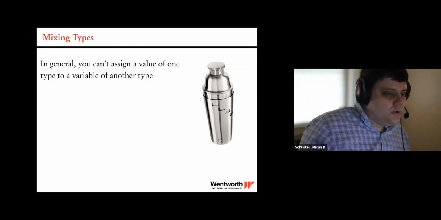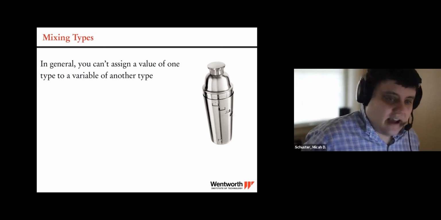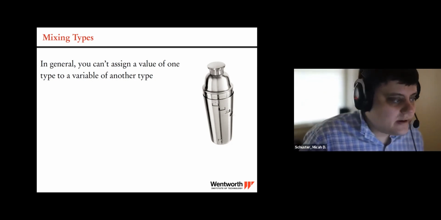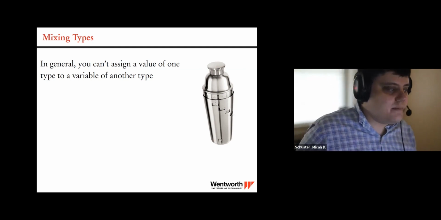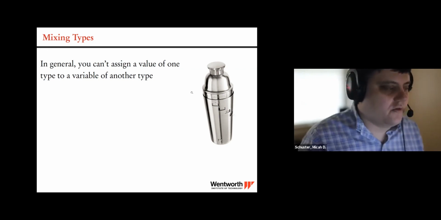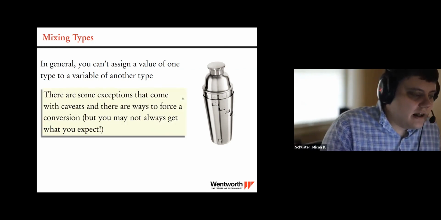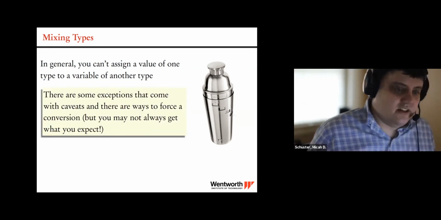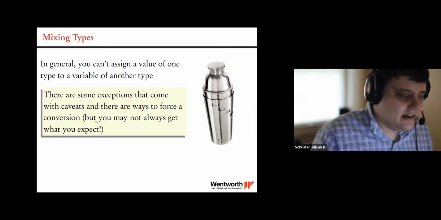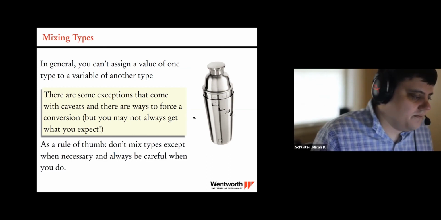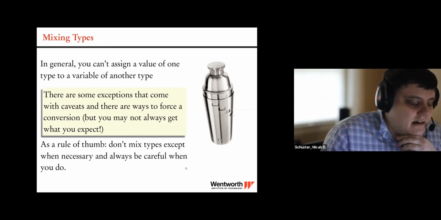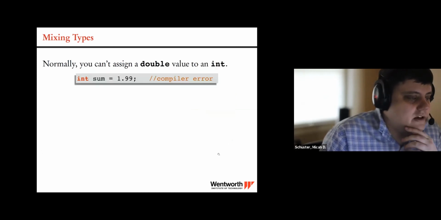When it comes to working with different types and how they work together, in general, you can't assign a value of one type to a variable of another type. We're going to break this rule, of course, because there are some exceptions and there's ways to force a conversion. But it's always worth checking to make sure that it's going to give you what you want. So as a rule of thumb, try not to mix types except when it's necessary, and always check when you do. So what do I mean by that?